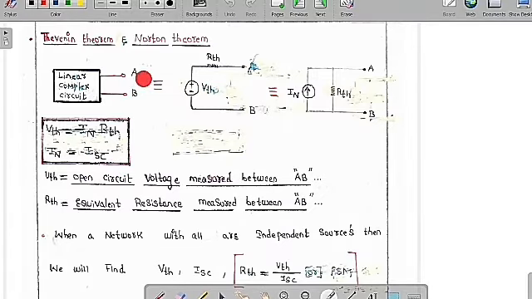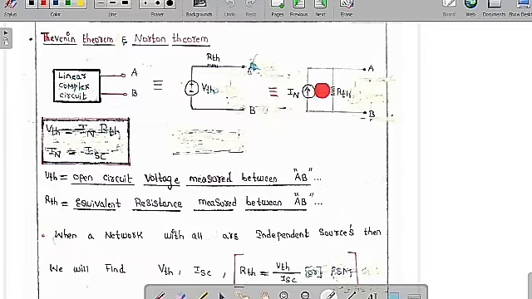To figure out the value of VTH across A and B, bring a voltmeter and keep it across the terminals A and B. Whatever reading is measured by this voltmeter is called the Thevenin voltage. If you want to know the value of RTH, keep an ohmmeter across the terminals A and B. But before that, we have to remove all the sources in this circuit, meaning we short circuit the ideal voltage source and open circuit the ideal current source. Then whatever resistance you get across A and B, we call that RTH. The same goes here, RTH.